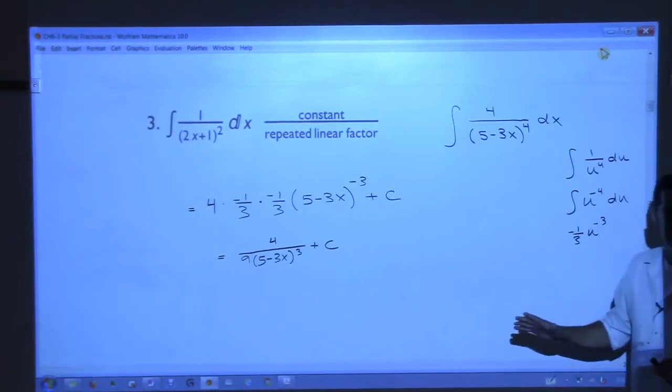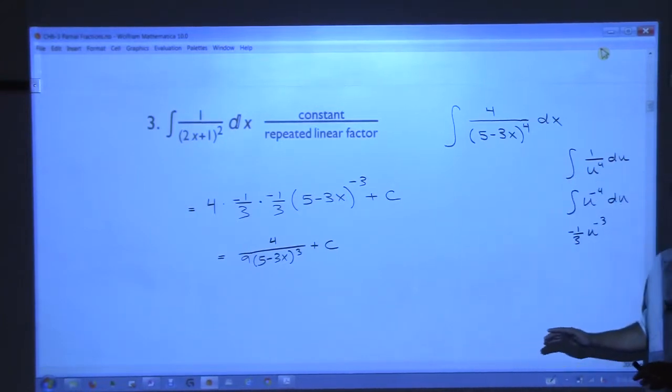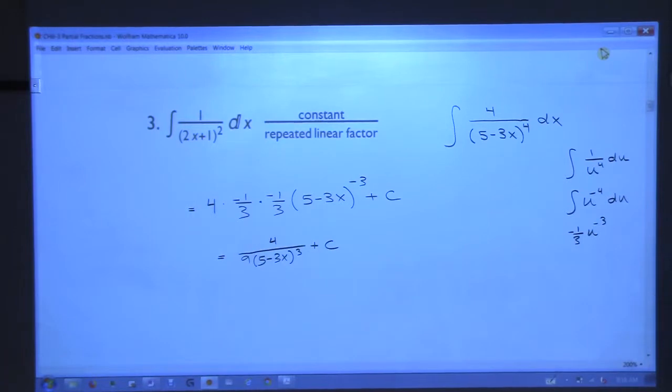Any questions? Sure? Again, this is not anything really new that I'm doing. It's just that we're trying to do it a little faster and a little more efficient, right? That's the only thing. Okay. Moving along.